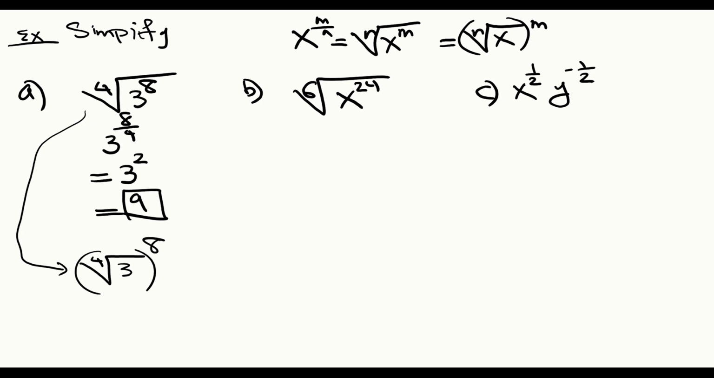All right, for this next one, it's a very similar problem, just has a variable in it. And again, for all these problems in this section, we're going to assume that the variables are all non-negative. So we're going to get x to the 24 over 6. And of course, that simplifies down to x to the 4.